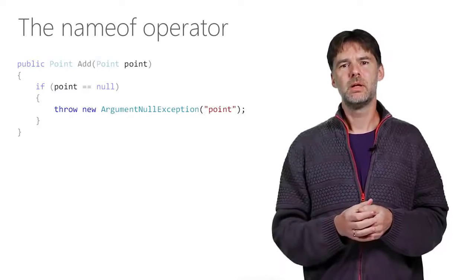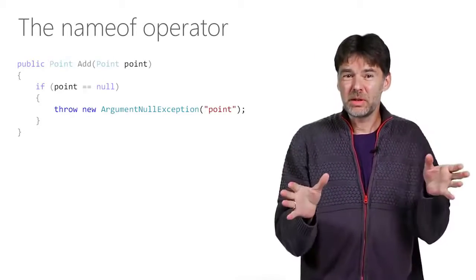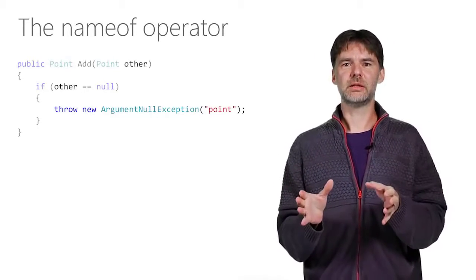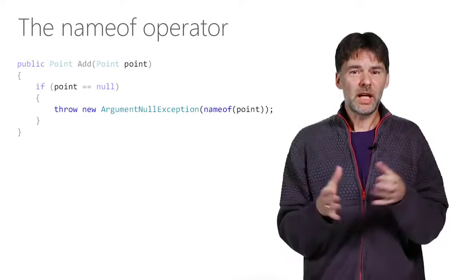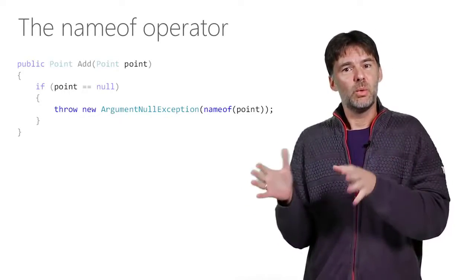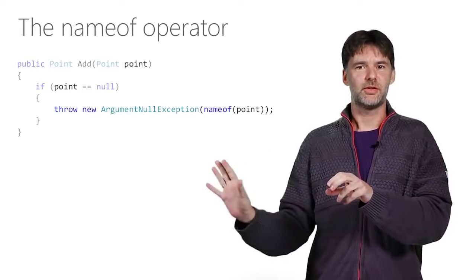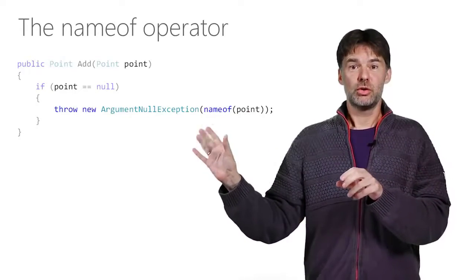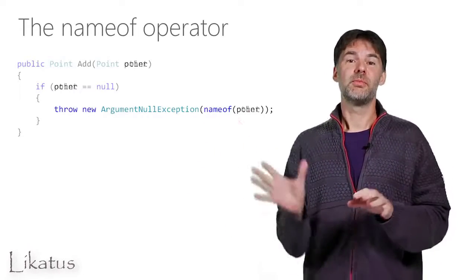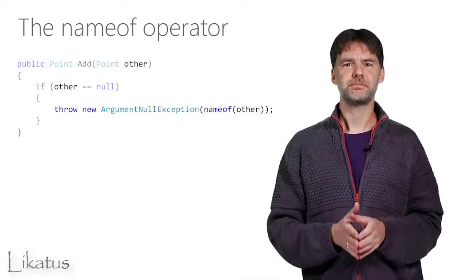Quite often you need to get the name of a program element as a string, like with point here. The problem with that is that if you rename point, you're likely to forget changing the string, which is now out of sync. So the name operator just lets you get that string while checking that the program element exists and what it binds to. So if you do a rename refactoring, for instance, the string changes too.